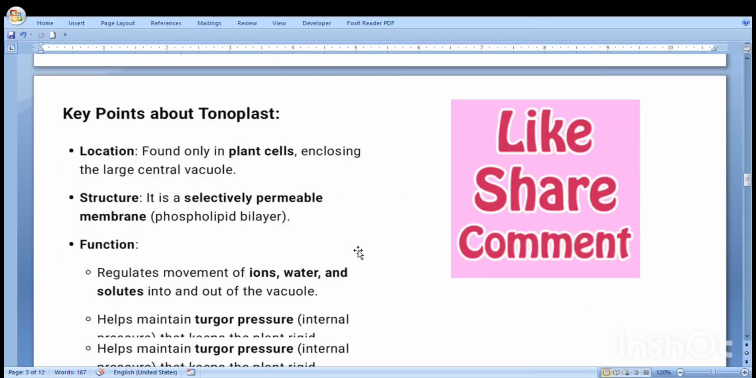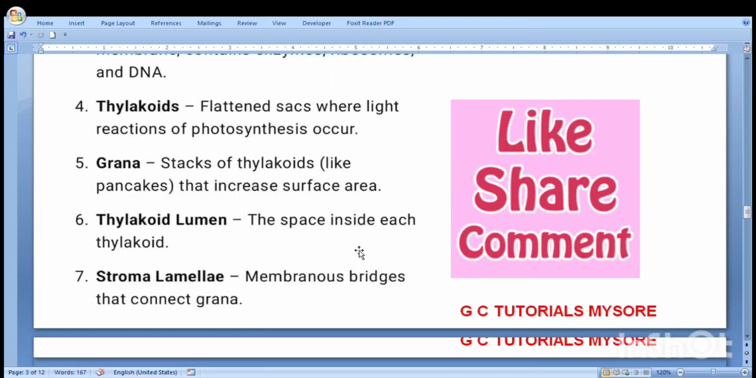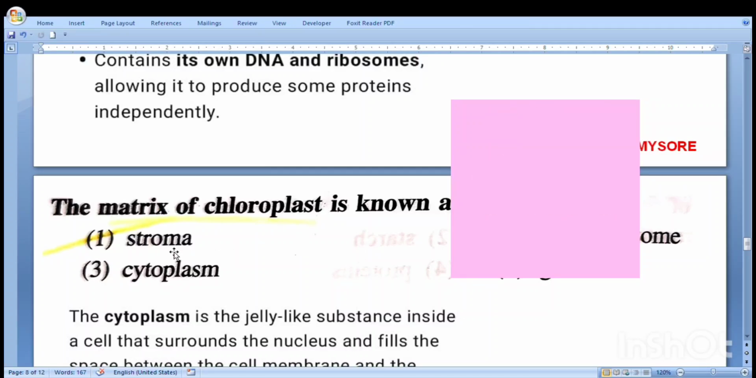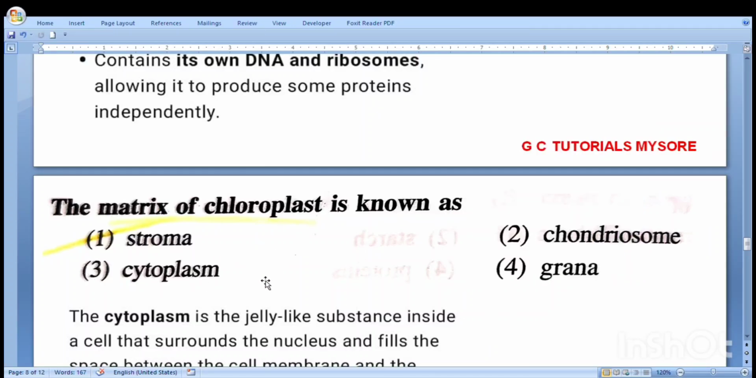Stroma we studied, cytoplasm we studied. Next we come to chondriosome. What is chondriosome? Chondriosome is another name for this one. Which name? That is mitochondrion.